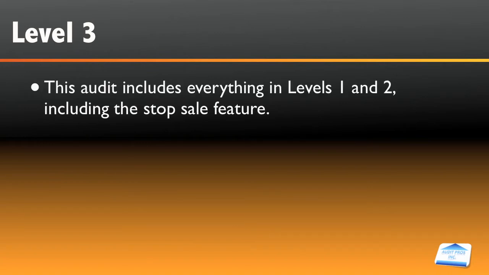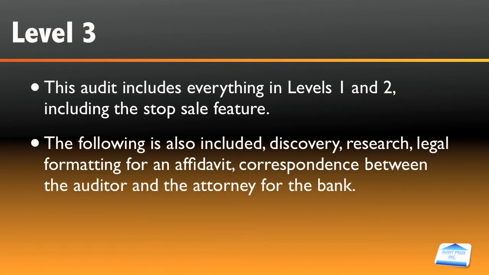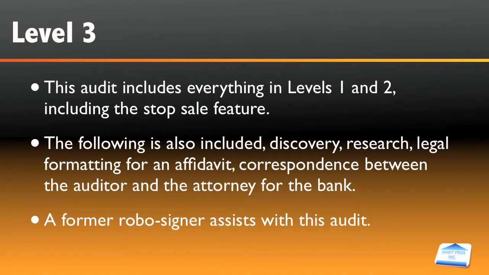Now, the level 3, that has all the bells and all the whistles, written by one of the premier auditors in the nation. It has everything that levels 1 and 2 offer, including the stop sale feature. But this also includes discovery research. It has an affidavit that's in a legal format for a motion or for a hearing. And the auditor does speak to the attorney at the bank, letting them know what's going on, and also checking the foreclosure docs sent from the servicer to that attorney if they're filing foreclosure or a sale.